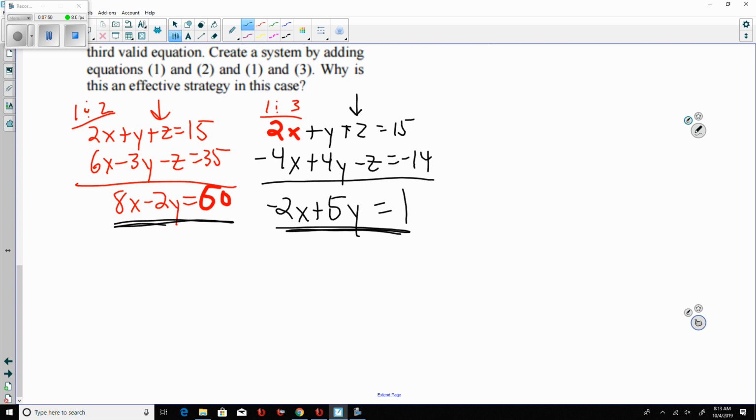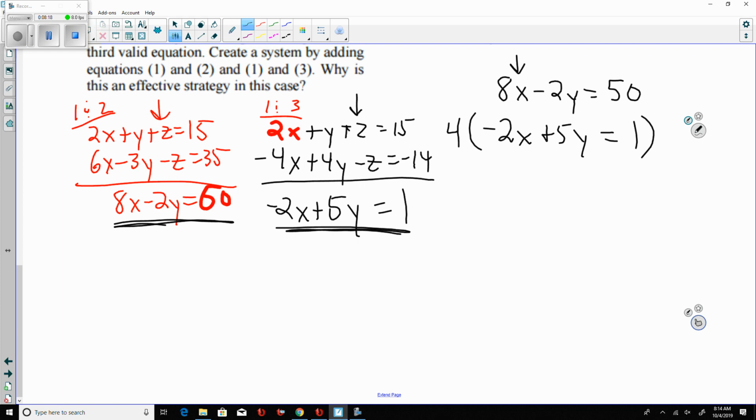So I'm going to move these over here. I have 8x minus 2y equals 50, and then negative 2x plus 5y equals 1. Again, you want to find out what's the easiest to eliminate. I would not use substitution here because there's a lot more manipulation. So I am going to get rid of the x's because I would just have to multiply this by 4. When I multiply that by 4, I get negative 8x plus 20y equals 4. Again, don't forget that last one.